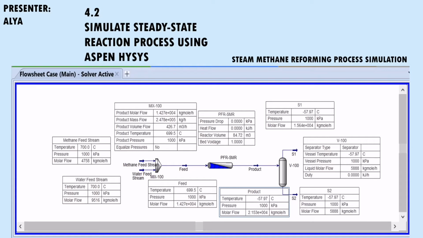The product of the steam methane reforming process then enters the flash separator, where it separates the water and the other products, hence increasing the concentration of hydrogen in the product itself. So, the water leaves in S2 in liquid state, while the product leaves in vapor state through S1. Hence, that sums up the steam methane reforming process simulation.